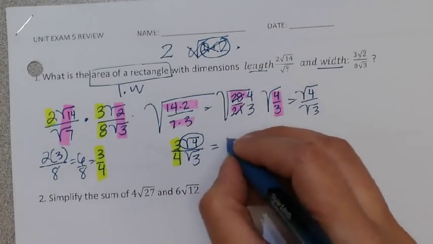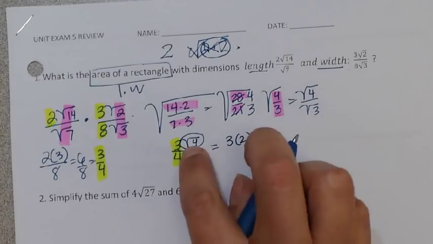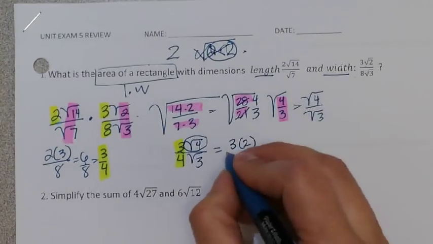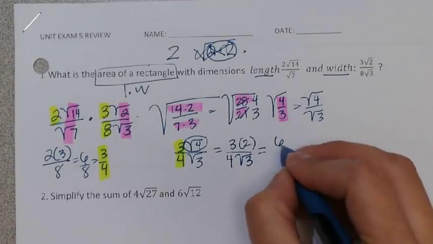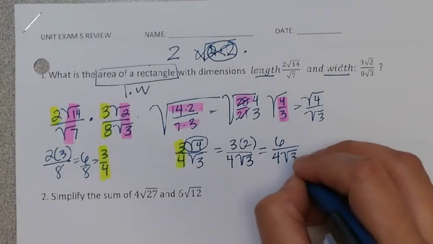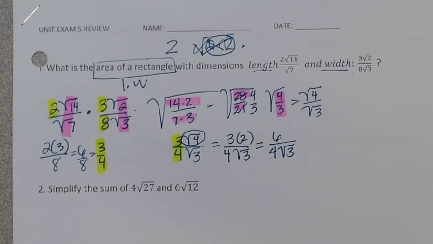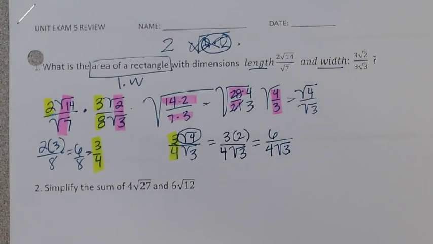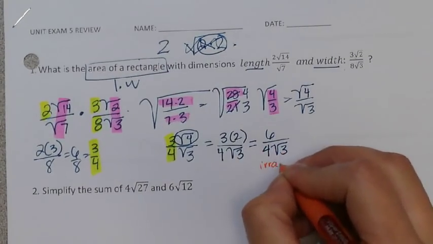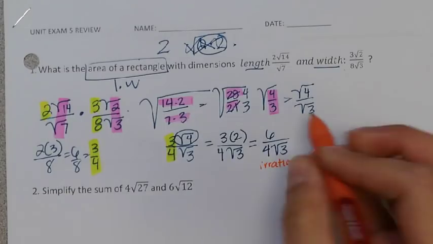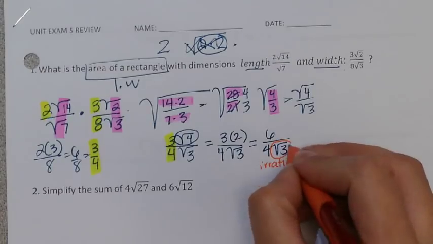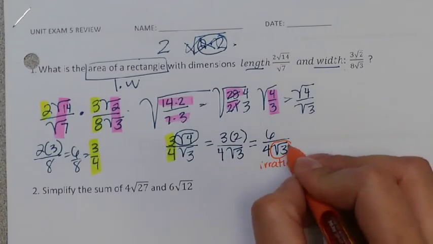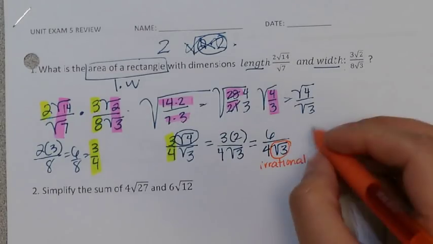So on the top now we have 3 times 2, because the square root of 4 became the 2. And on the bottom, I still have 4 square roots of 3. So this will become 6 over 4 square roots of 3. I will be done here, except for the fact that the denominator is an irrational number. The square root of 3, it's a square root of a non-perfect square. So this is what's making the whole denominator, the 4 square roots of 3, irrational. So I gotta get rid of that.